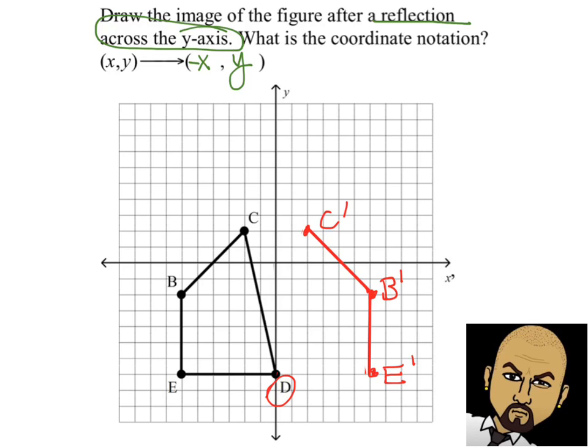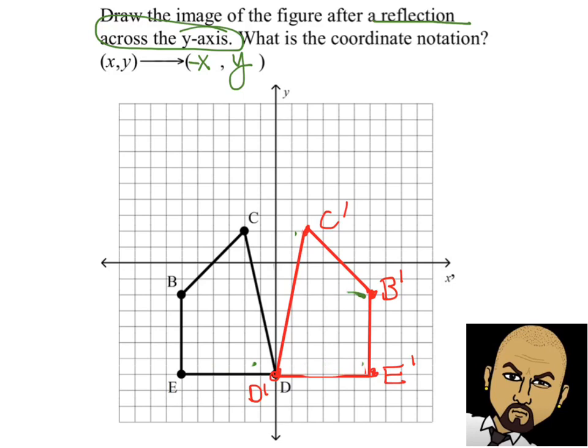Since we're reflecting across the y-axis, D is on the y-axis. So how many units away from the y-axis is D? Think about that. Well, since it's on the y-axis, it is 0 units away from the y-axis. And so D, the reflection, is going to be the exact same point, and we're going to label that D prime. And so now we connect our vertices, and as you can see, all the y values are the same for each vertex.